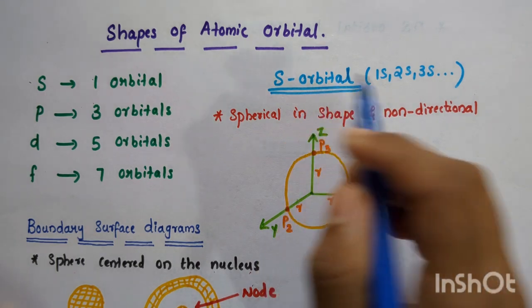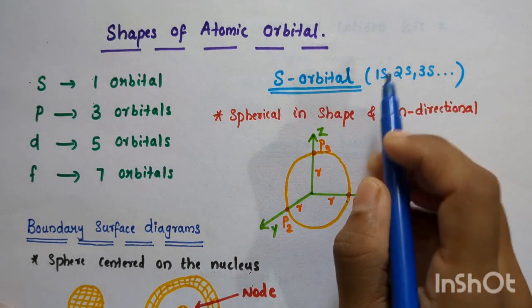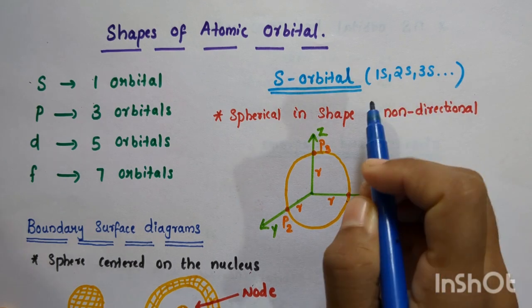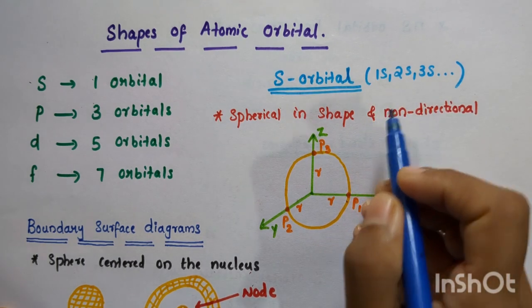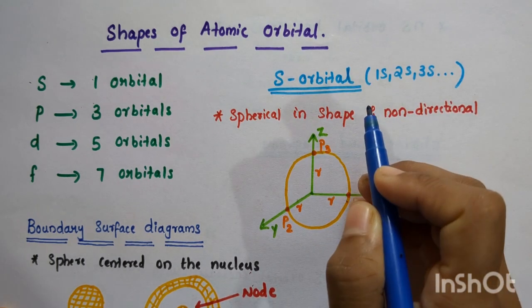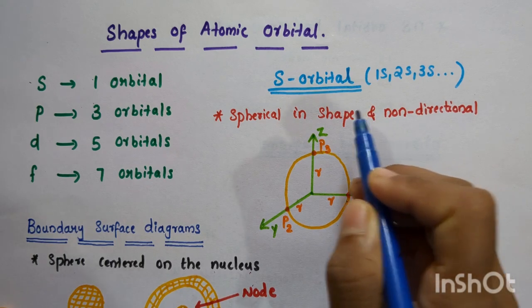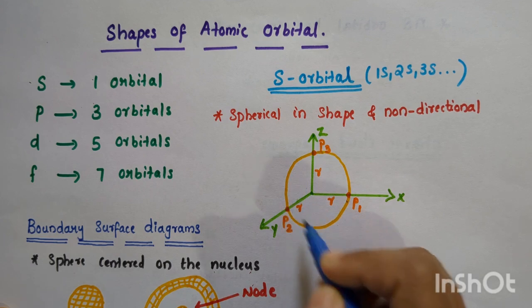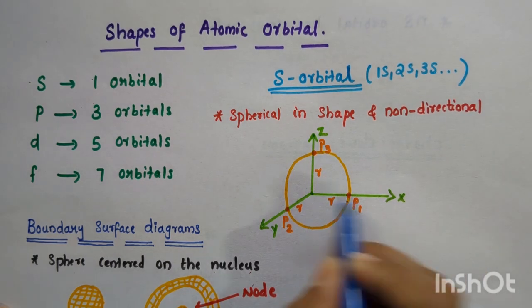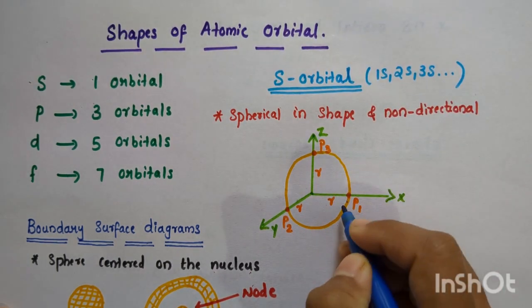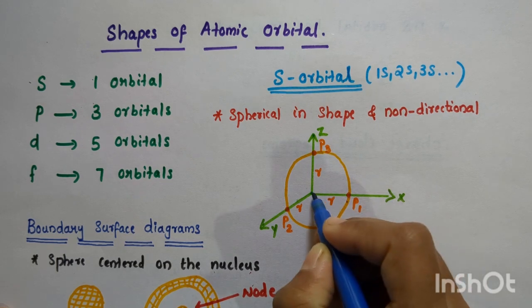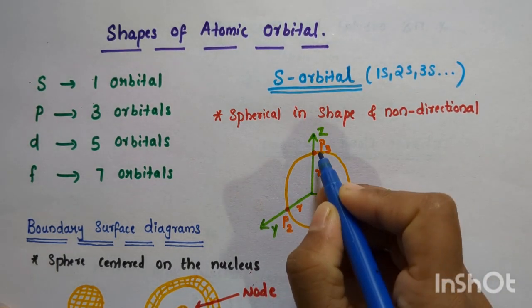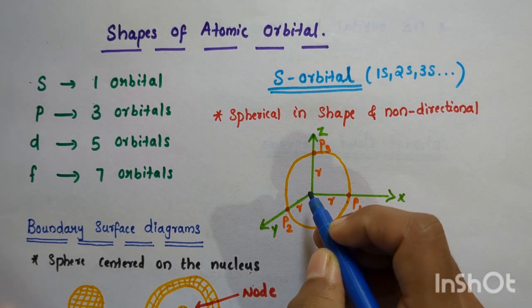All the s orbitals, meaning 1s, 2s, 3s, etc., are spherically symmetric, and the probability of finding the electron at a given distance is equal in all directions. Consider this as the s orbital, which is spherical in shape. Here I have taken the three axes x, y and z. I have chosen a point P1 which is r distance away from the center, and P2 r distance away from the center, as well as P3 r distance away from the center.